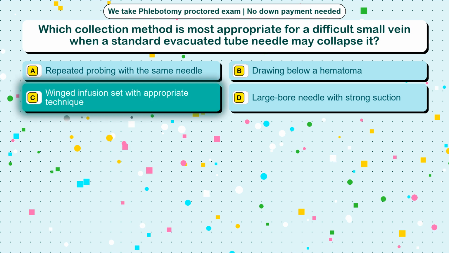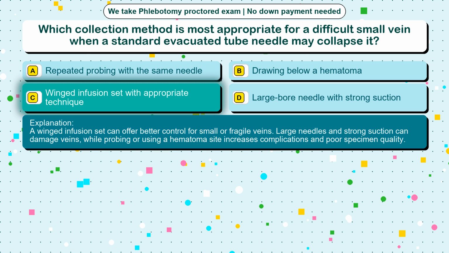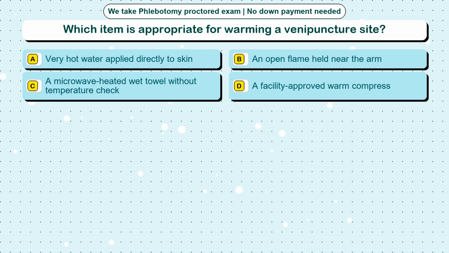The correct answer is option C, winged infusion set with appropriate technique. A winged infusion set can offer better control for small or fragile veins. Large needles and strong suction can damage veins, while probing or using a hematoma site increases complications and poor specimen quality.